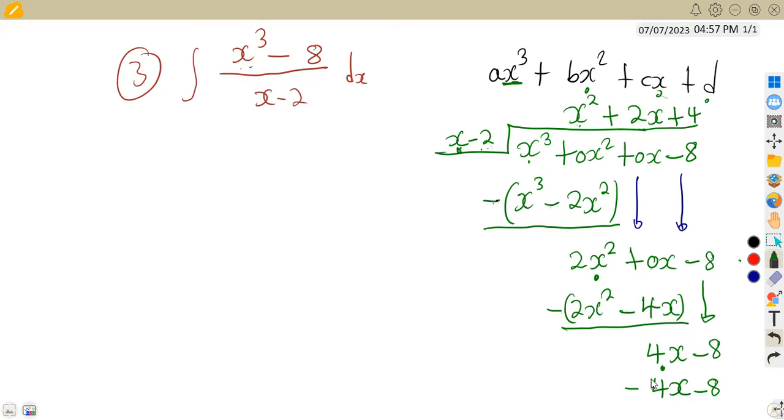We can subtract again, but as you can see, these terms are the same. These terms are the same. So the moment you subtract them, that will be a 0. We are subtracting same terms there. So having a 0 there, it means you were dividing by a factor. This is a factor. X minus 2 is a factor of x cubed minus 8. That's why we are not having a remainder.